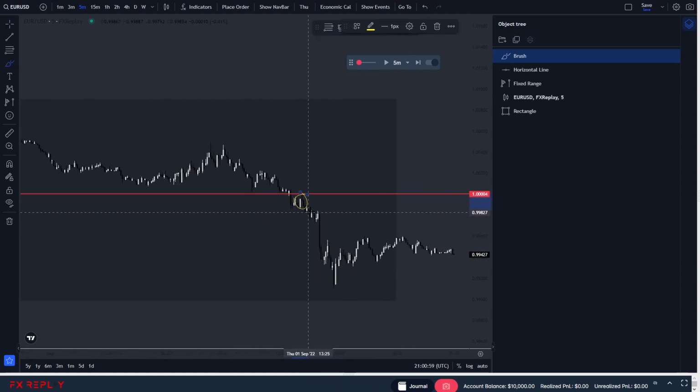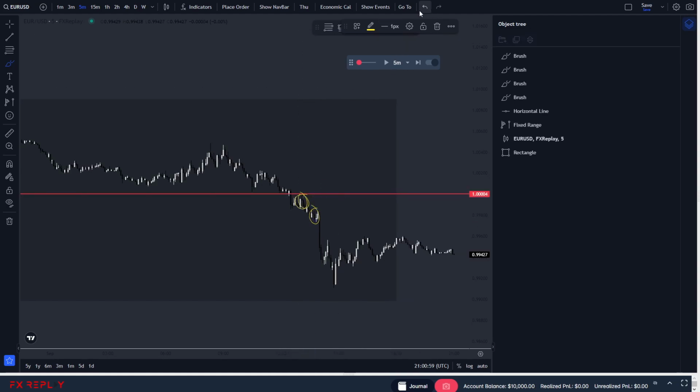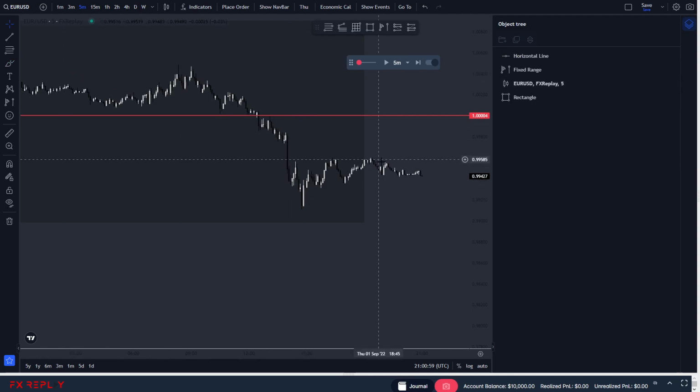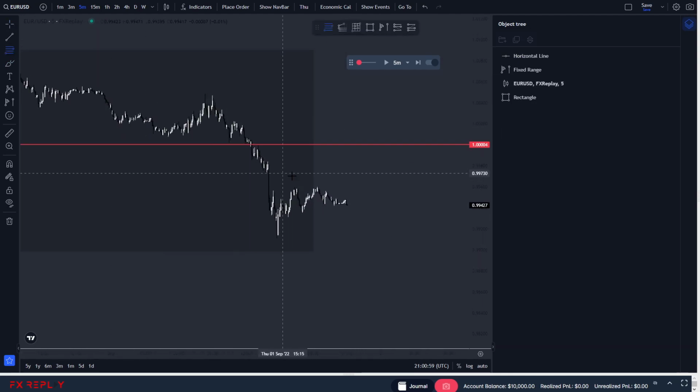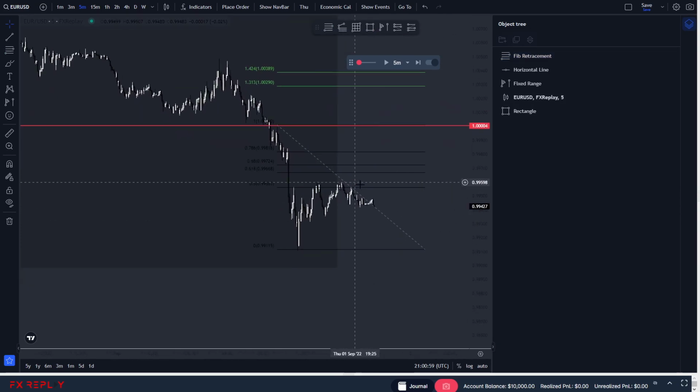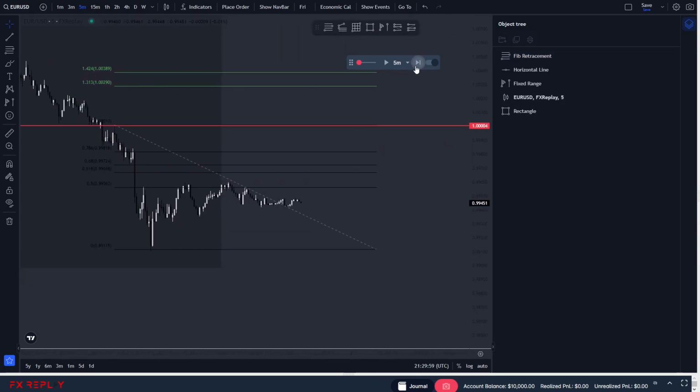Actually, it's not a valid bounce though, because it bounced here, but it didn't instantly make an impulsive move, so I don't count it as valid. But it made the impulsive move out of this range. So if we retrace to this golden zone, matching with an order block on the top and the Fibonacci golden zone, we could take it. So let's see what the market does.